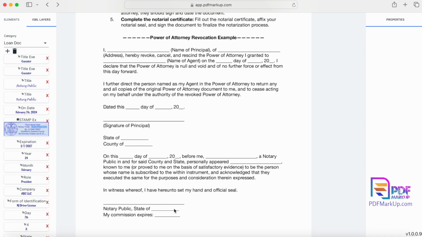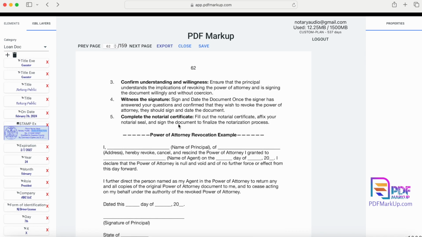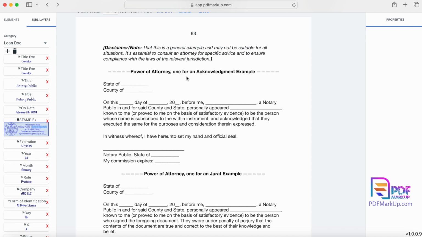So let's go to another one. Okay, so this is a power of attorney, an acknowledgement example, okay? So state of the state you're in, the county that you're in, on this, the date. So say 7th day of February, 2024. Before me, the notary, put in your name, public, and for said county and state personally appeared John Doe, known to me or proven to me on the basis of satisfactory evidence to be the person whose name is subscribed to within instrument, acknowledged that they have executed the same for the purpose of consideration therein expressing, and in witness whereof, I hereunto set my hand and official seal. Then you sign, print your name, put your state, and your expiration date, and the stamp.